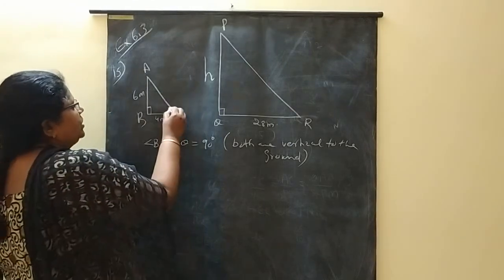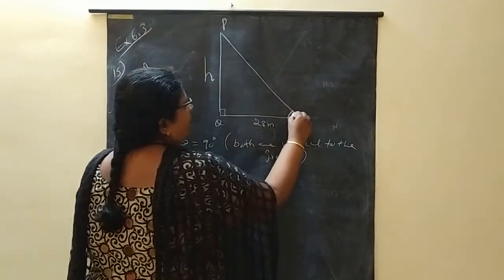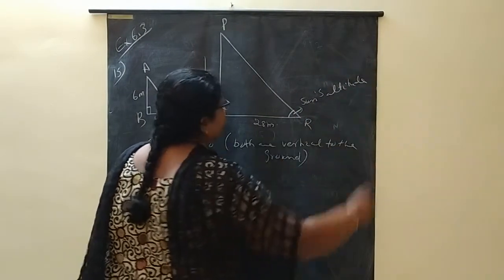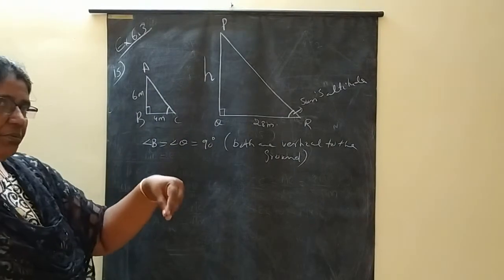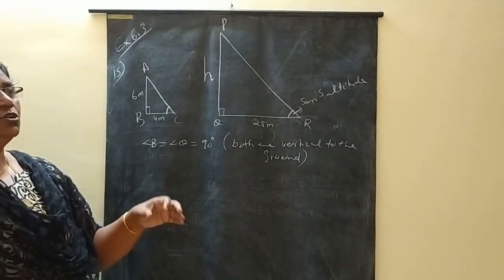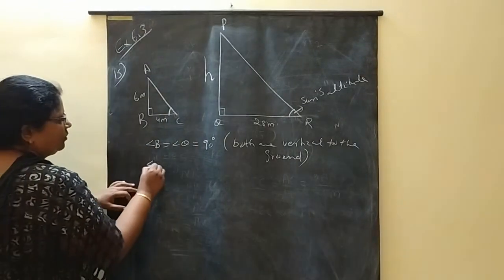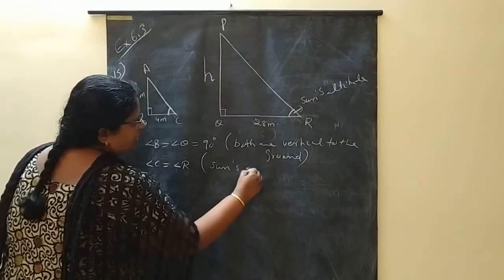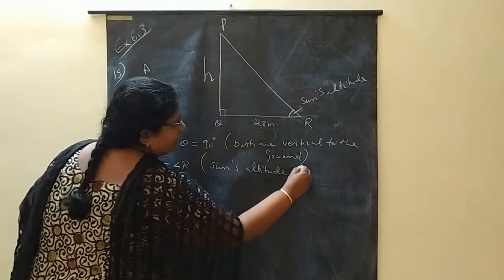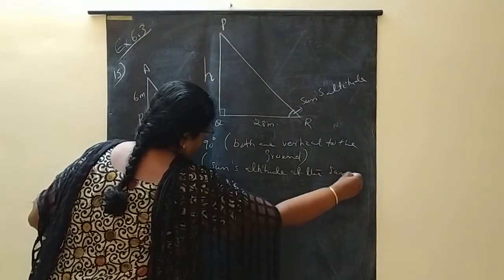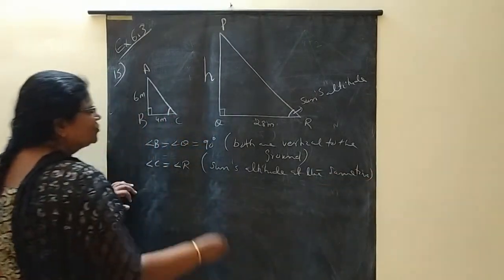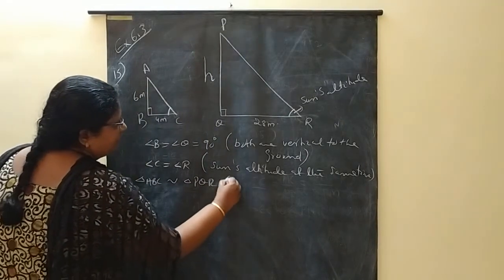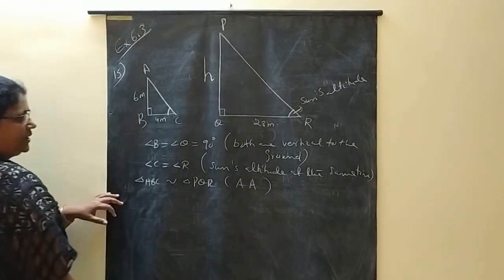So this particular angle we can call the sun's altitude. At the same time we are calculating the length, so the sun's altitude will be equal. So angle C equal to angle R. What is the reason? Sun's altitude at the same time. So what we can tell? Triangle ABC is similar to triangle PQR by AA similarity criteria.